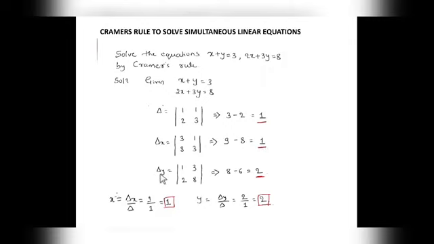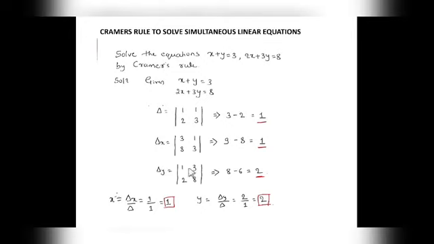Now we have to find out delta y, because we have to find out x and y, so we have to find out delta x and delta y. If you have to find out the third unknown z, then you have to find out delta x, delta y and delta z. Now presently we have to find out only x and y, so I have taken here delta x, delta y.